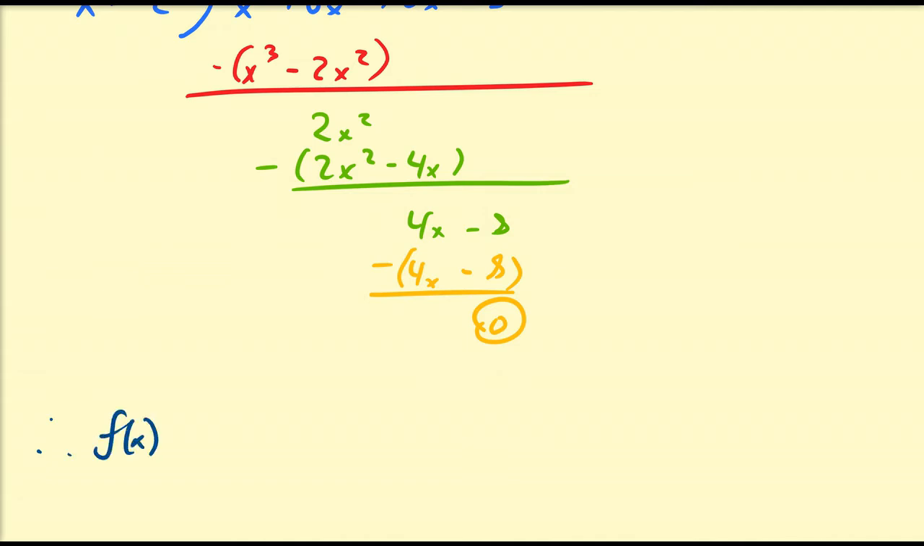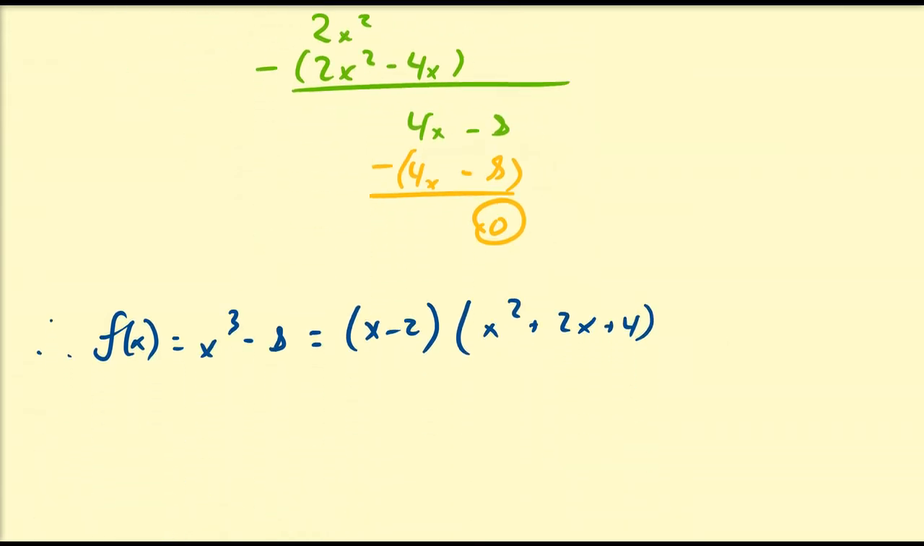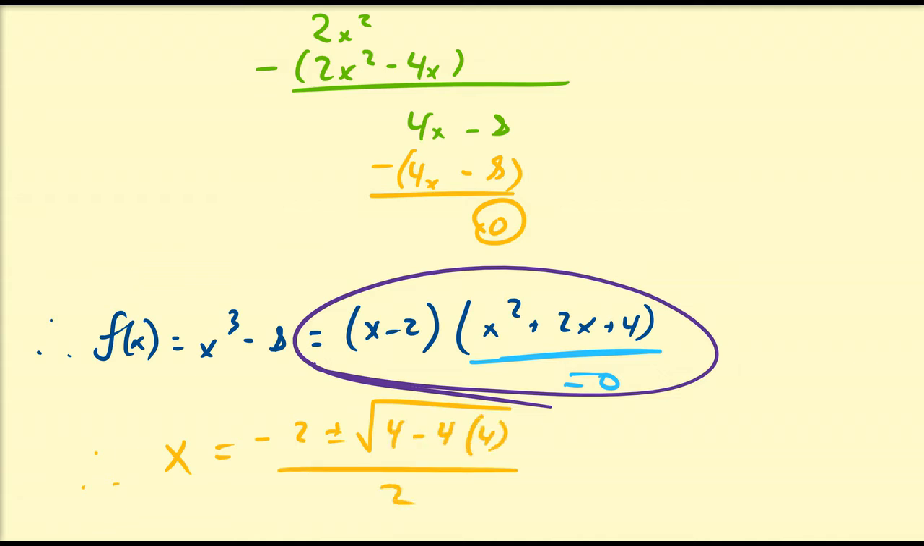So that means f of x, which is x cubed minus 8, can be factored into x minus 2 times x squared plus 2x plus 4, right? So now we have a linear monomial and a quadratic. So now we can find the other two by setting this equal to 0 and solving that quadratic, right? So the quadratic formula says x is going to be equal to negative b plus or minus the square root of b squared minus 4ac all over 2 times a.